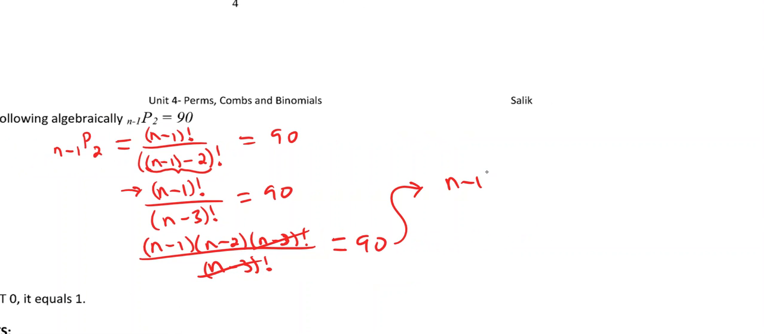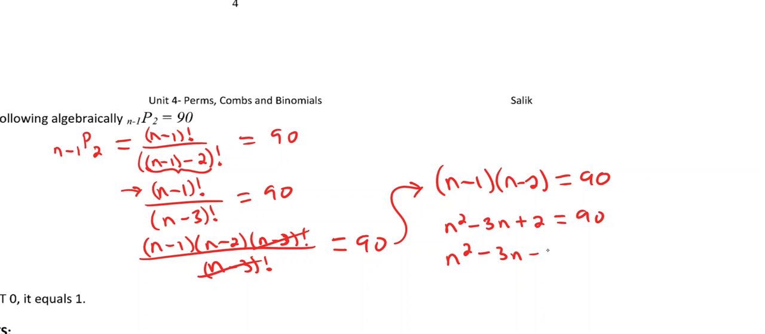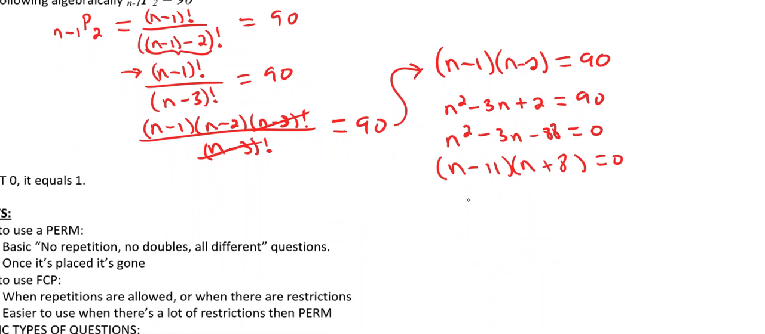So we've got n minus 1 times n minus 2 is equal to 90. And we'll expand that out. So we get n squared minus 3n plus 2, sorry, is equal to 90. So then n squared minus 3n minus 88 is equal to 0. And then we'll factor. So we get n minus 11 and n plus 8. So our answer here would be, really just this one in the end. It's going to be n is equal to 11. This one would be n is equal to negative 8, but we know that that's not really going to be an answer for us. So there's our answer.